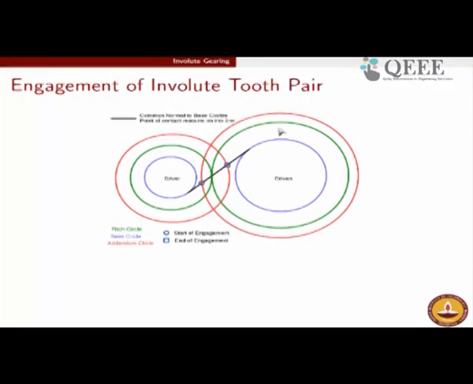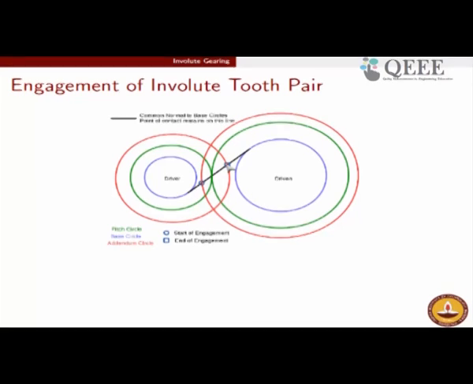So with this understanding, let us now come back to this drawing. We have three different circles that have been drawn here. What has been drawn in green is the pitch circle. You can see the pitch circles are actually touching each other. It is in a condition of tangency. In blue, what has been drawn is the base circles.